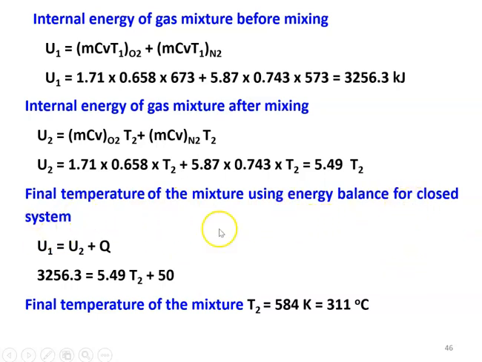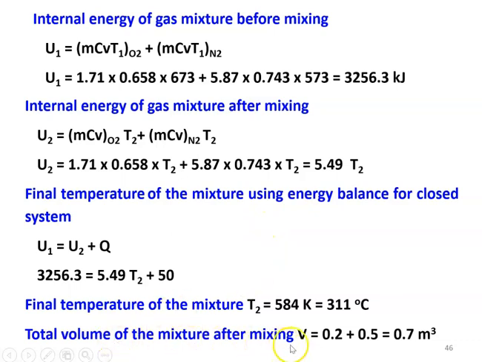The final temperature of the mixture is calculated using the energy balance for a closed system. U1 equal to U2 plus Q. There is a heat loss during the mixing process. So, the initial internal energy equals final internal energy plus Q. So, 3256.3 equal to 5.49 times T2 plus 50 kilojoules. Solving this equation, we get T2 equal to 584 Kelvin, which is 311 degree Celsius. The final temperature is 311 degree Celsius.